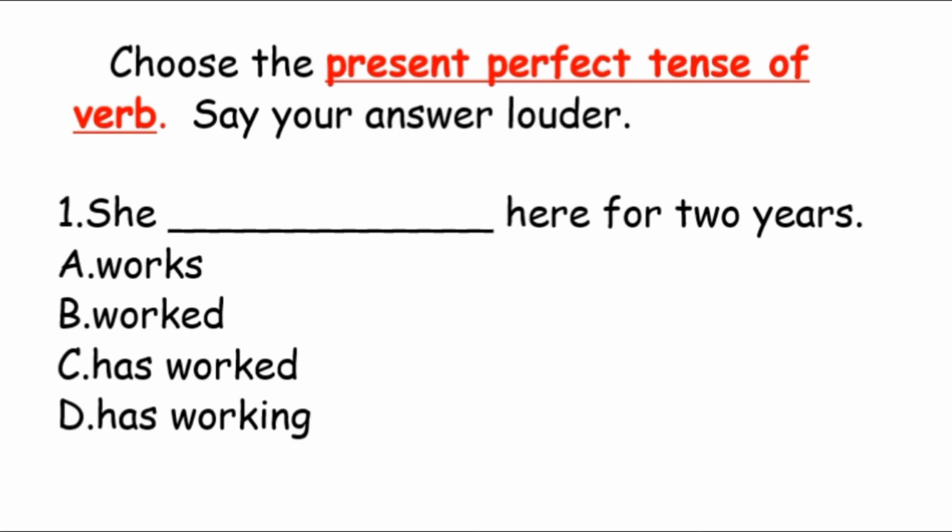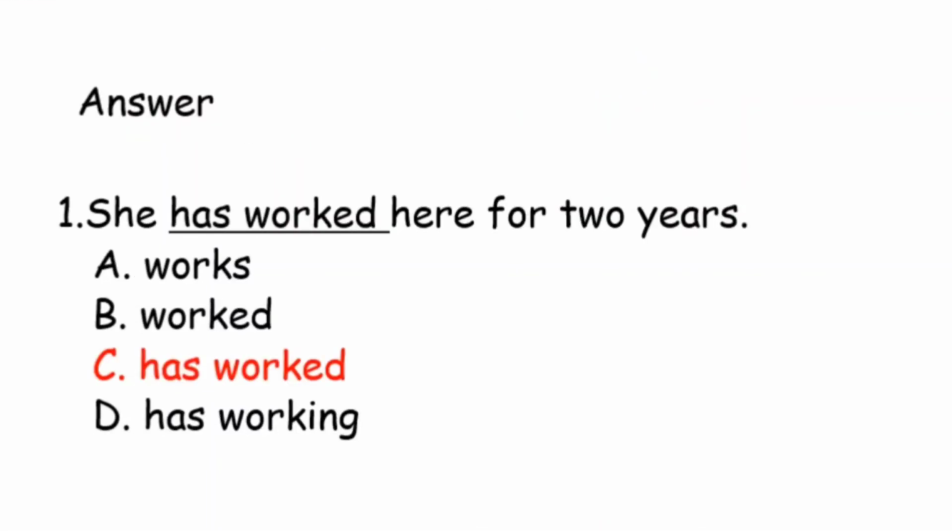Choose the present perfect tense of verb. Say your answer louder. Number 1. She blank here for 2 years. A. Works. B. Worked. C. Has worked. D. Has working. Correct answer is C. Has worked. She has worked here for 2 years.